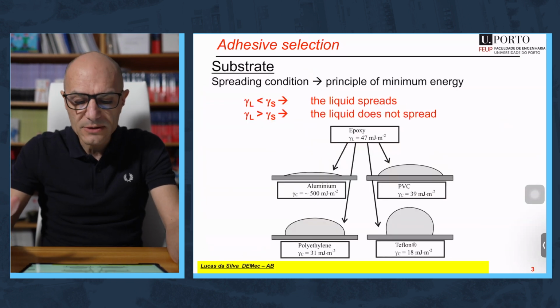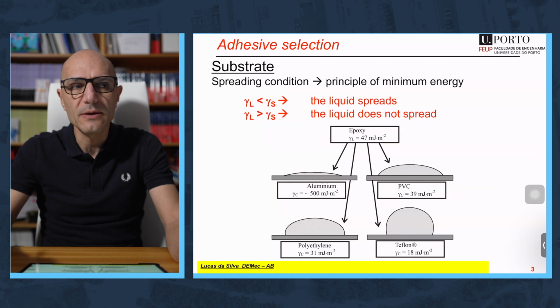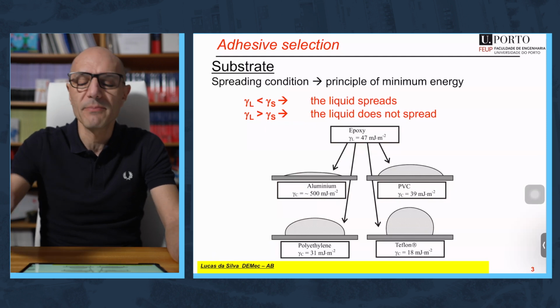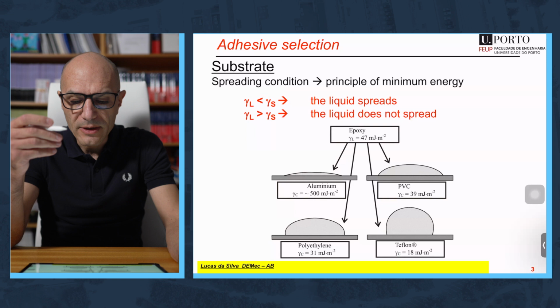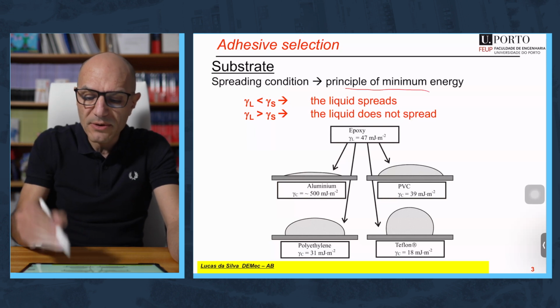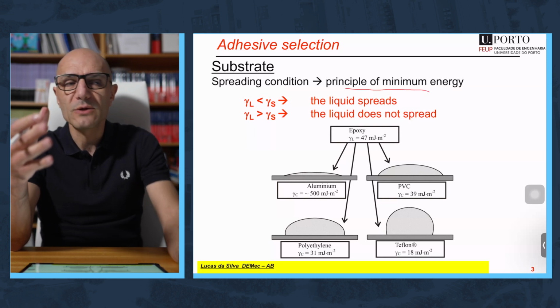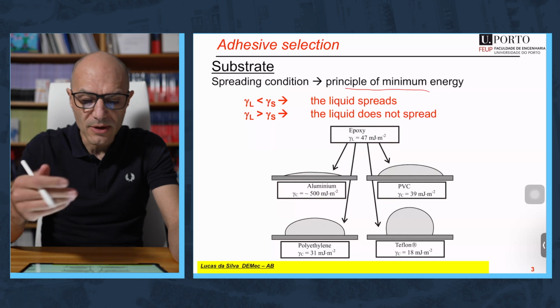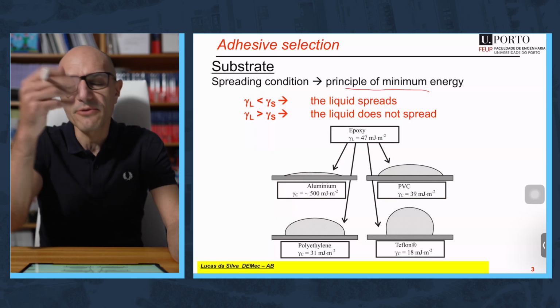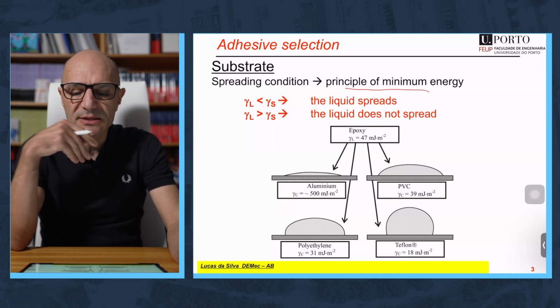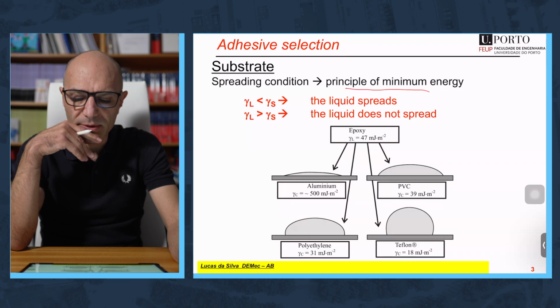Let's start with the substrate. How do we select the adhesive for a particular substrate? Well, we need to take into account the principle of minimum energy. That's what we have seen in the theory of adhesion. We need to make sure that the surface energy of the adhesive is lower than that of the substrate.